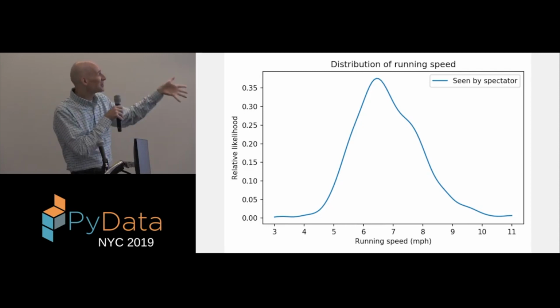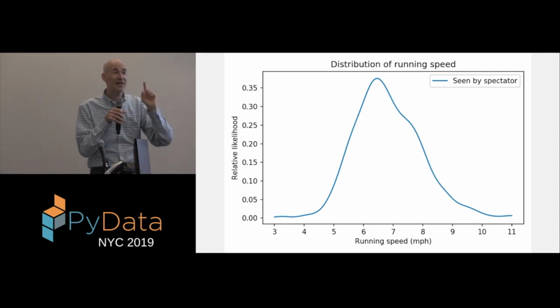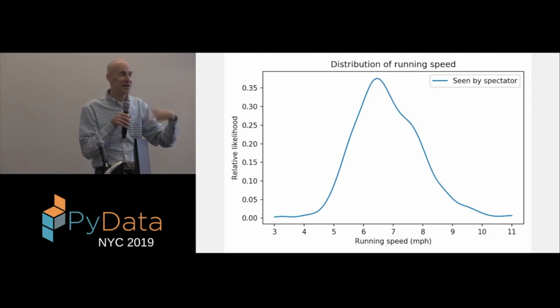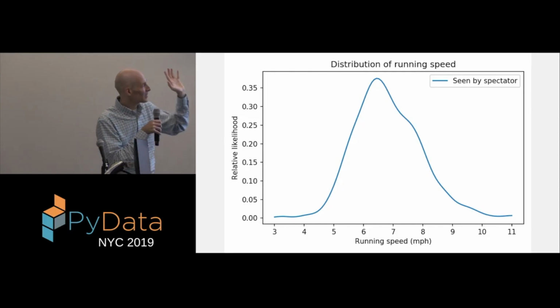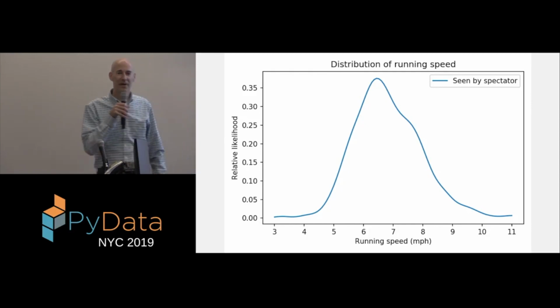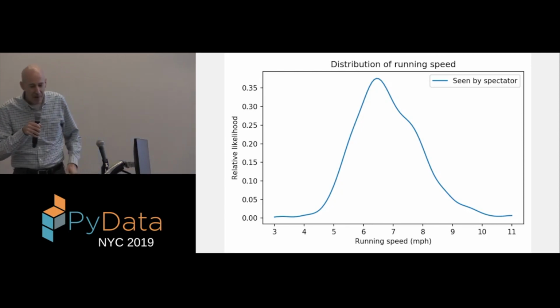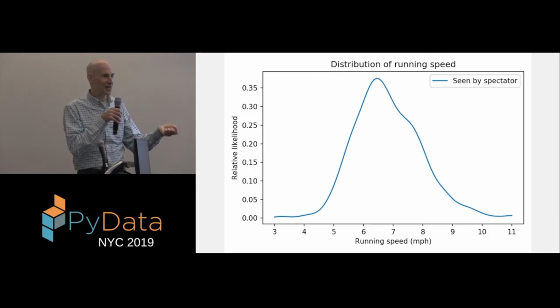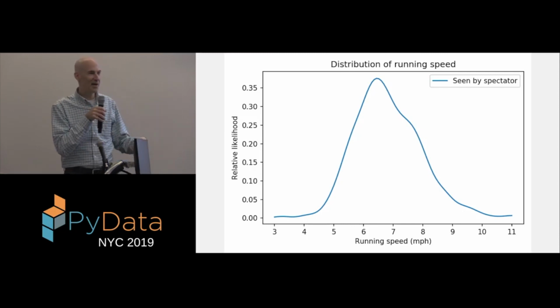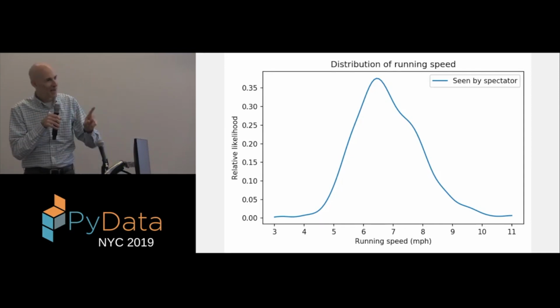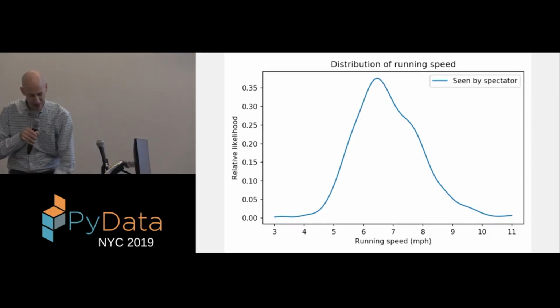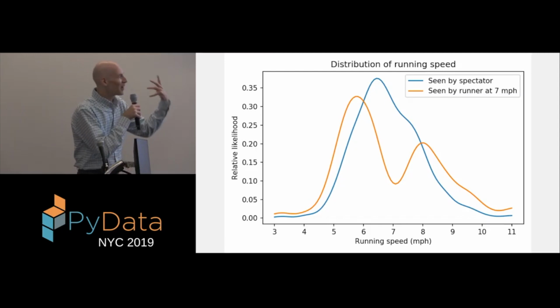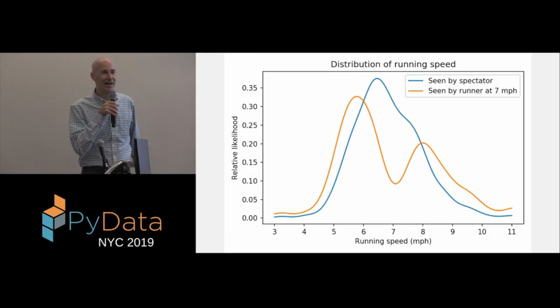So here's what the actual distribution looks like. Now, interestingly, it is not a normal shaped distribution. It's not a bell curve. It is skewed out toward fast people, which is kind of interesting by itself. So now I'm going to take this and use my biasing process to see what this would look like if I were running at 7 miles an hour. I'm actually faster than that, but at 7 miles an hour, what you see is what appears to be a bimodal distribution.